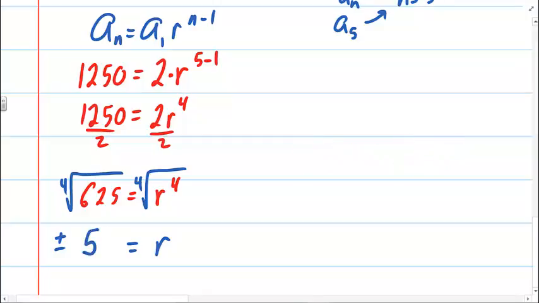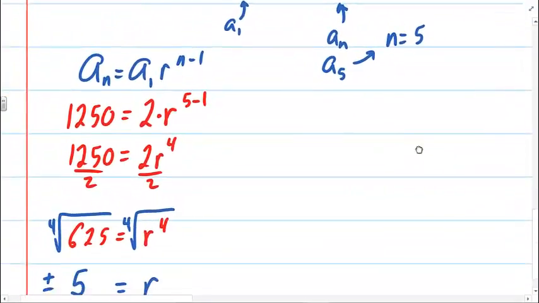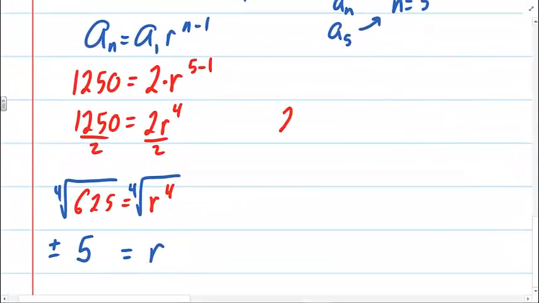I got 5. All right, so that means that that's what we're going to multiply times to get to our next pieces. So where did I start again? Oh, it was the number 2. And then there were 3 geometric means, and then the number 1,250.